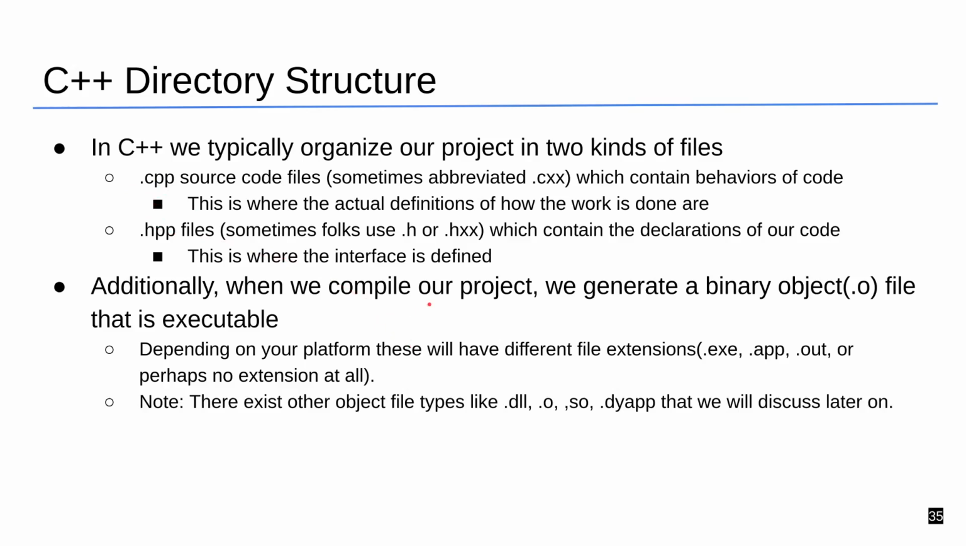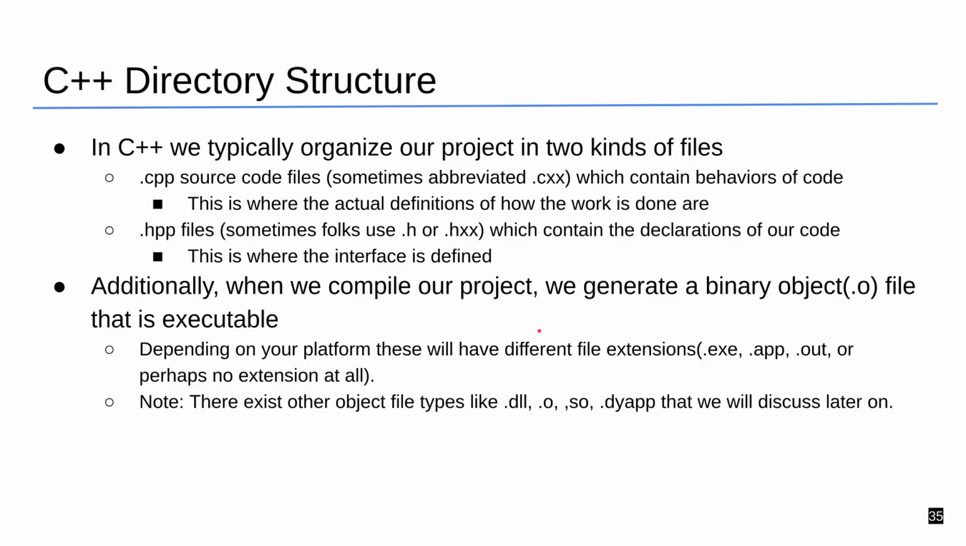Something else to keep in mind is that when we compile our project, we're generating in C++ what's called a binary object file. Most of the time that's just an executable, right? That's the thing you double click and run. So we have our source code, the interfaces, and then we compile our source code, and we get the executable file. Windows users see .exe, Mac users .app, Linux users a file with no extension that you just double click on and it runs your program. We are going to talk about other object files like DLLs, shared objects, dynamic libraries, other object files later on in the course.